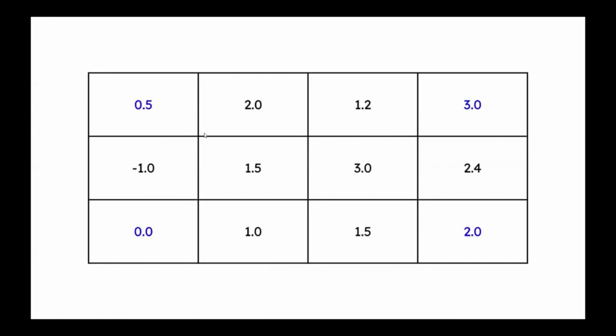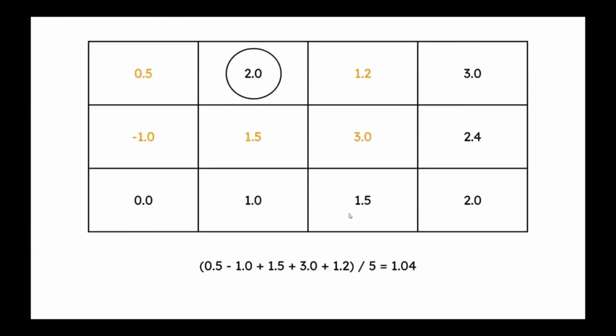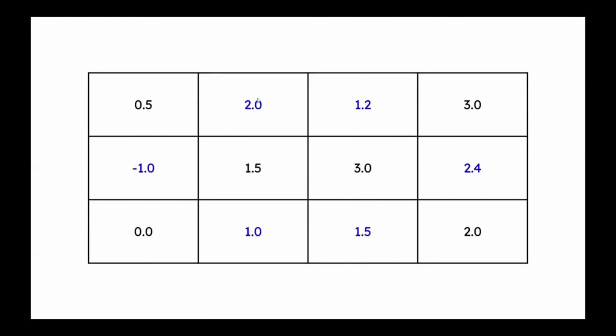You do the same process for all 4 corners. So find the 3 values neighboring them, and then find the average of those. Now for border values, there are going to be 5 values, but the process is the same. You find the sum of all 5 values divided by 5, and that 1.04 would replace that 2.0 in the out array. And you would do the same thing with all the border values.